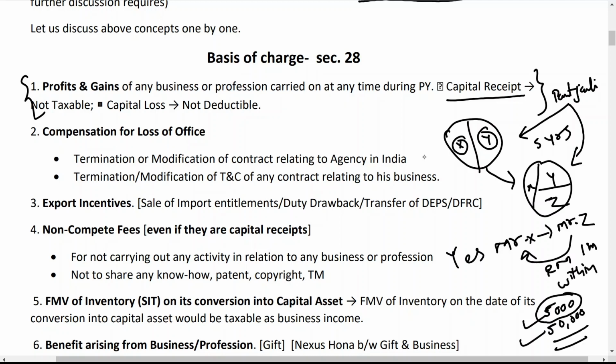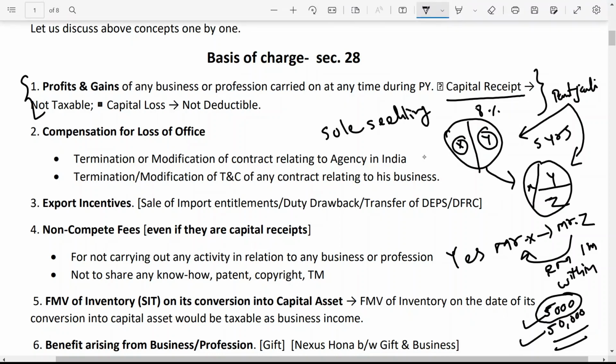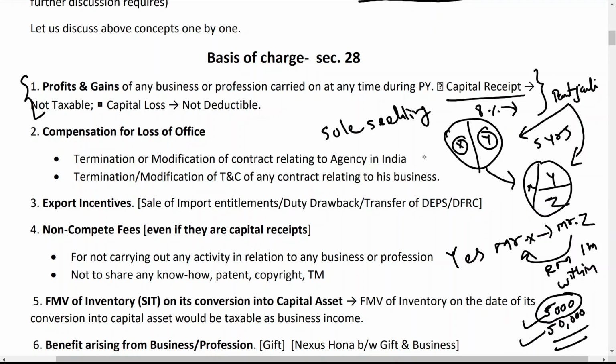It is decided by Patanjali that x and y both will receive 8% of commission on selling, because they are sole selling agents of Patanjali product. Now there is a change in terms and condition. Now they have decided we will provide you only 6% of commission. That means there is a loss due to change in terms and condition, because now they are going to receive only 6% of commission.